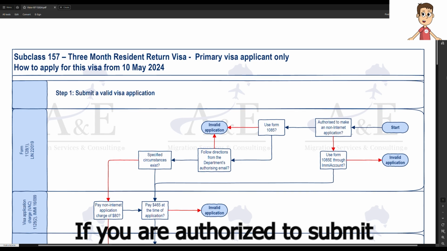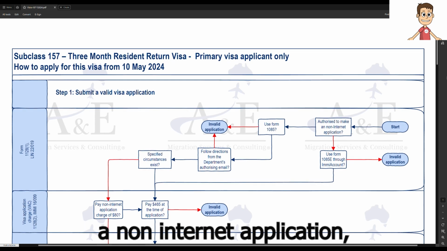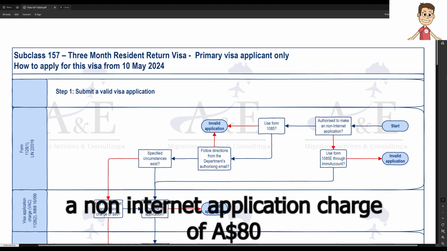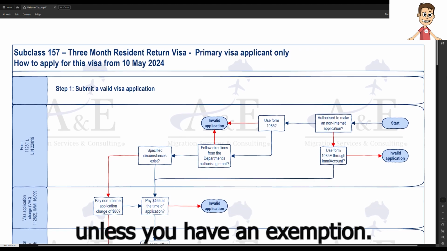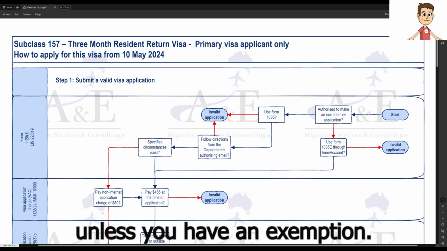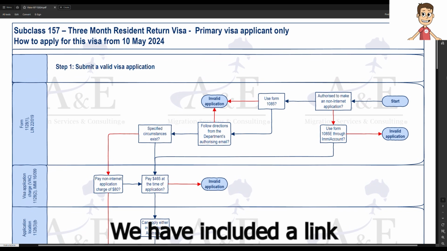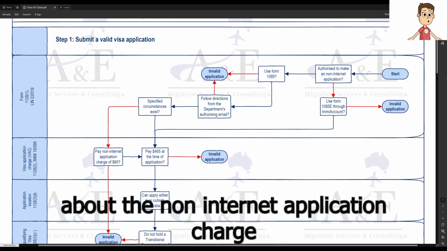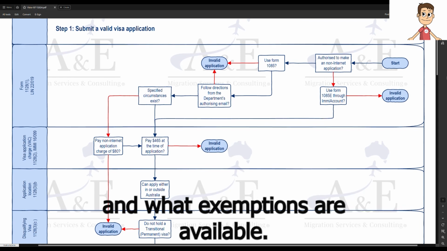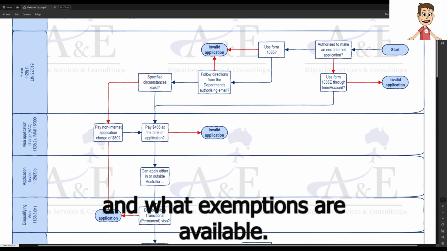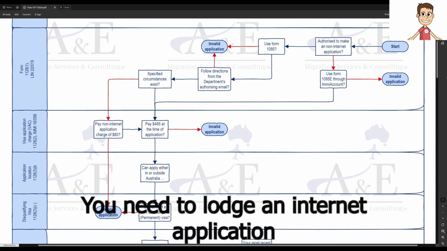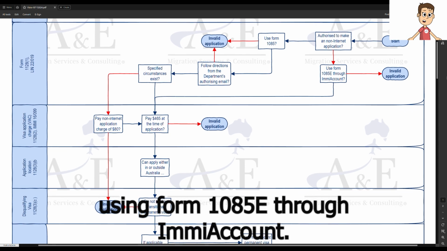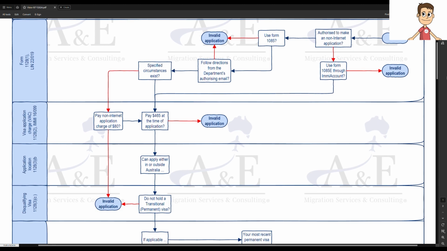If you are authorized to submit a non-internet application, you are liable to pay a non-internet application charge of $80 unless you have an exemption. We have included a link at the end of this video to the legislative instrument about the non-internet application charge and what exemptions are available. You need to lodge an internet application using Form 1085-V through ImmiAccount.